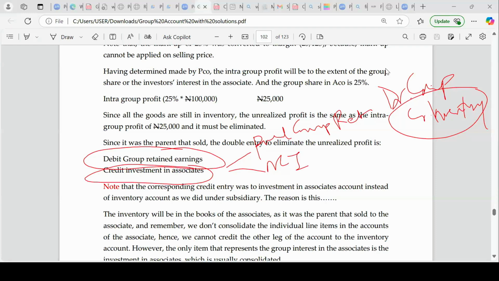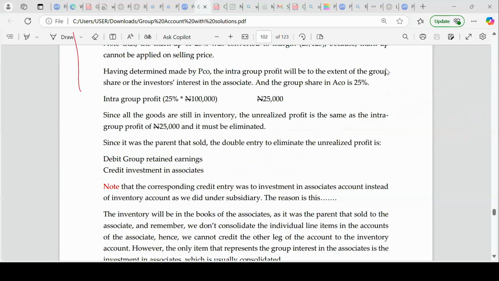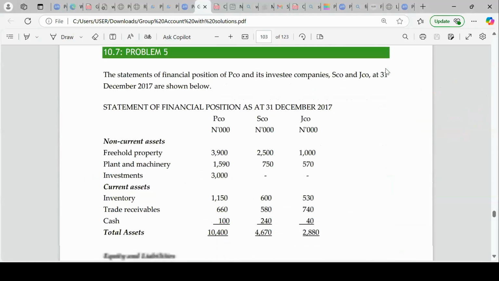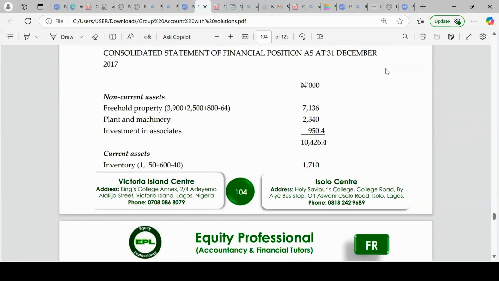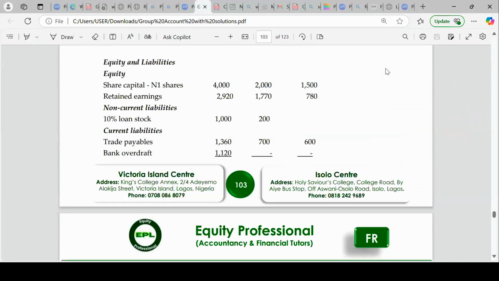Okay, let's look at the next problem so that you will understand what we are saying here. All right. The next problem is a typical question. So let's quickly go into it. More likely than not, we'll need to use the whiteboard for this. So let me quickly do the screenshots. Now, let's read the question. We're told that the statement of financial position of PICO and its investee companies, ESCO and JCO at 31st December 2017 is as shown below.